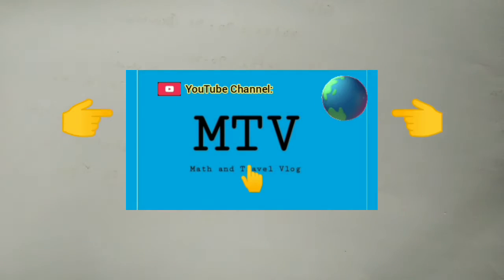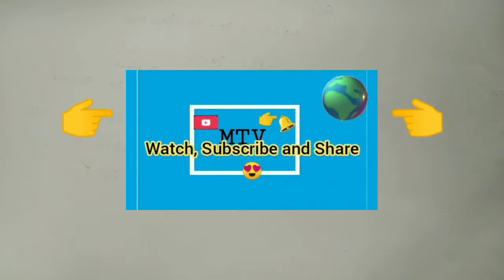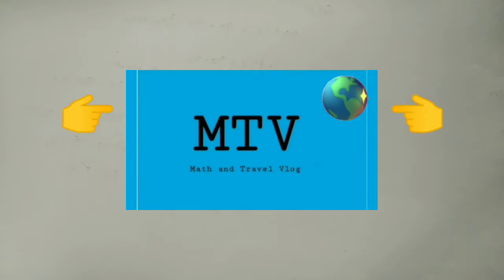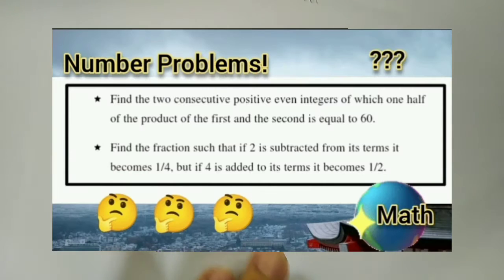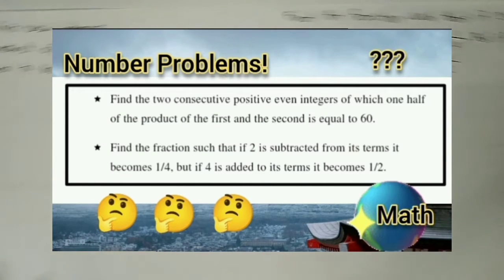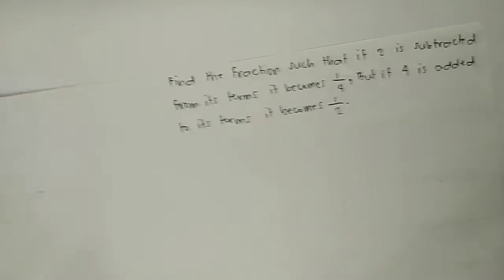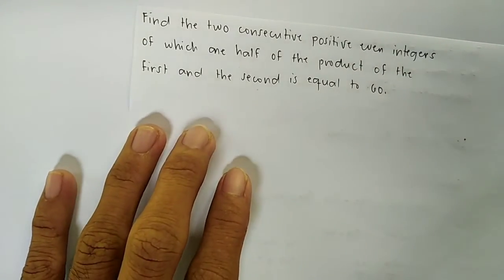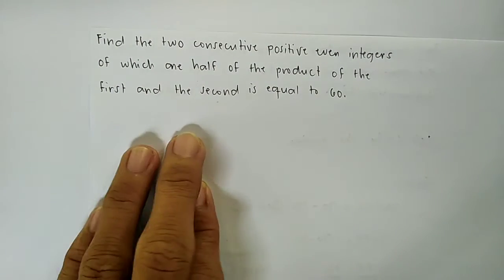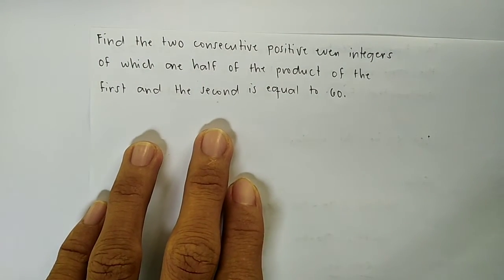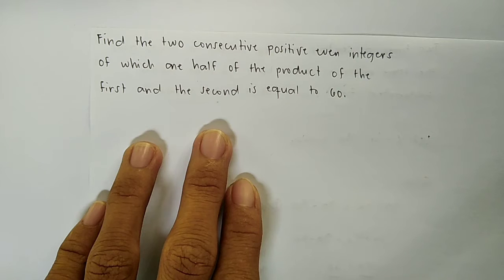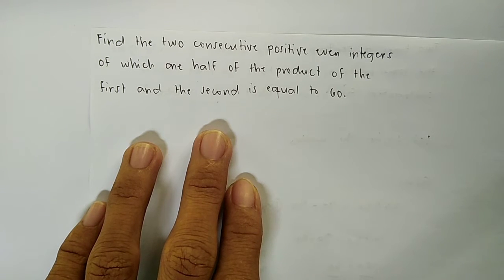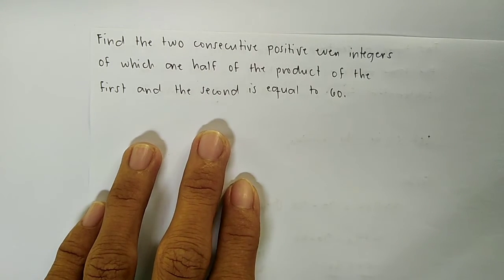So in this video, we're going to have the continuation on how to solve number problems. So I have here examples. We have example number 1 and example number 2 for this video. So for example number 1, let me read the problem. So we have find the two consecutive positive even integers of which one half of the product of the first and the second is equal to 60.